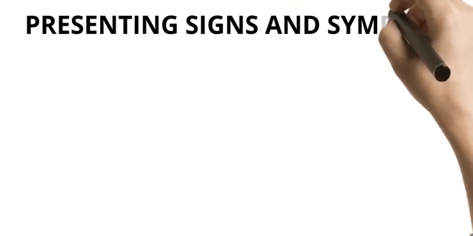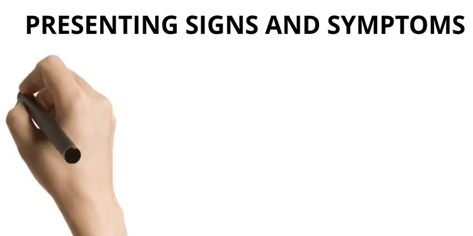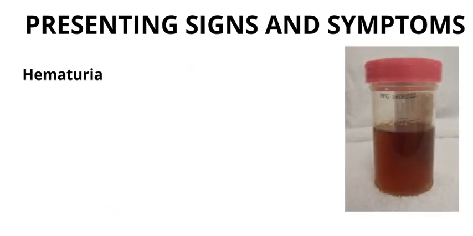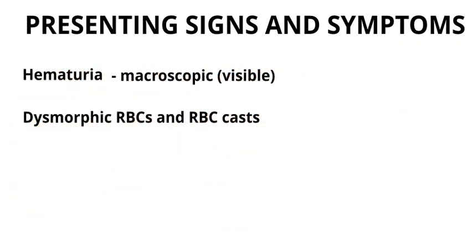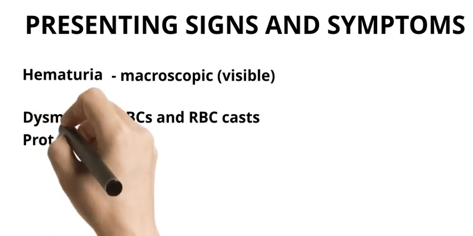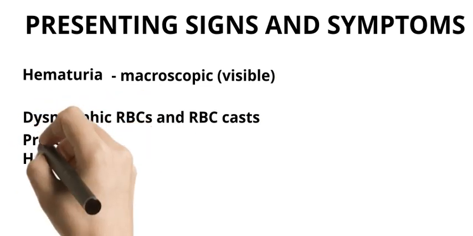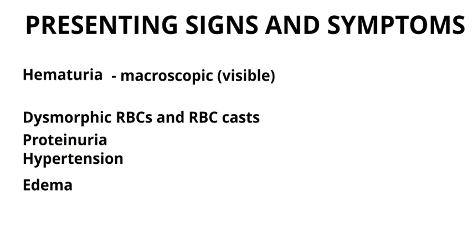Presenting signs and symptoms of glomerulonephritis, usually the acronym should be HAPER, which is hematuria, microscopic or visible, like we said earlier on, dysmorphic red blood cells and RBC casts, proteinuria, hypertension, edema, and renal insufficiency, which could be transient or progressive.